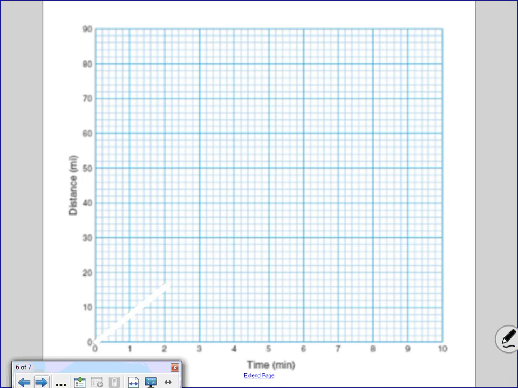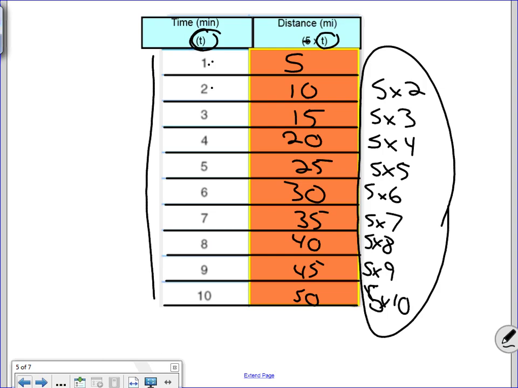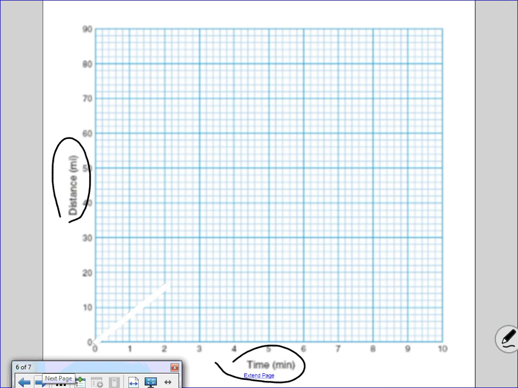We have the distance right here. We have the time down here. So when I look back here, this is my time. So at 1 minute, we traveled 5 miles. At 1 minute, we traveled 5. So we're up here in tens. So 5 would be right in between 0 and 10.